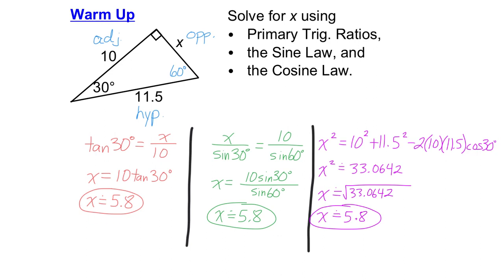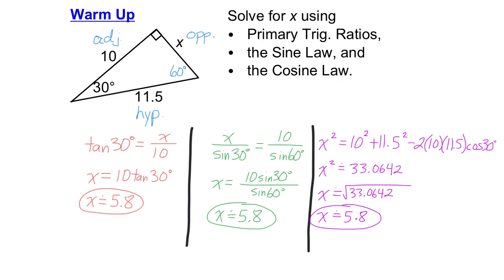The second way, using the sine law, well, x matches up with the 30-degree angle. 10 would match up with 60 degrees. Solve using cross multiplying, so 10 times sine 30 divided by sine 60, I get 5.8 again. You could have also, instead of 10 over sine 60, you could have also done 11.5 over sine 90. That would also work in this spot.